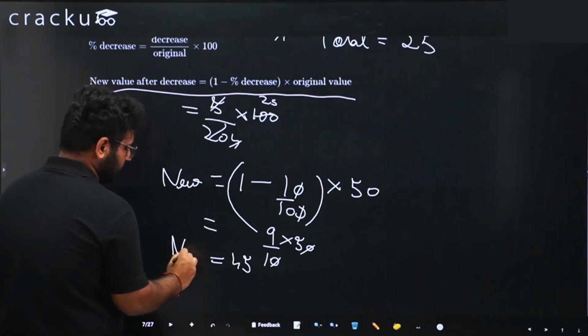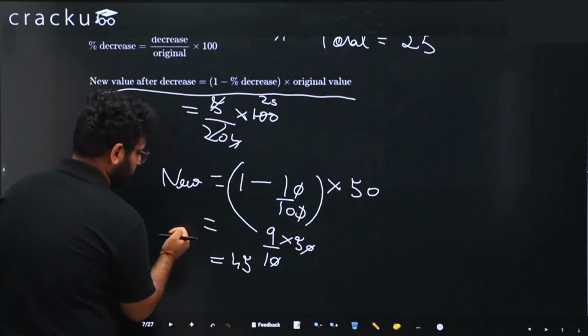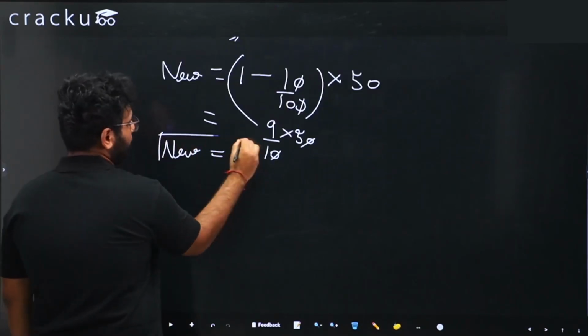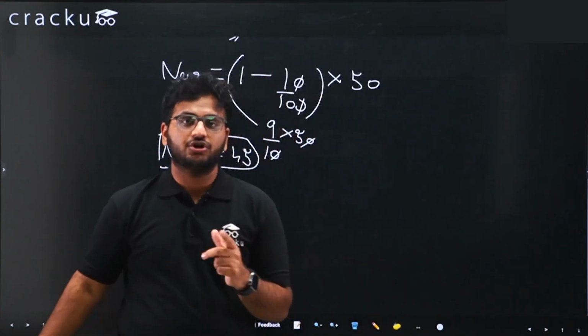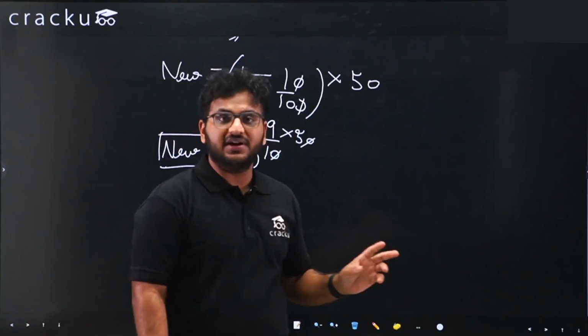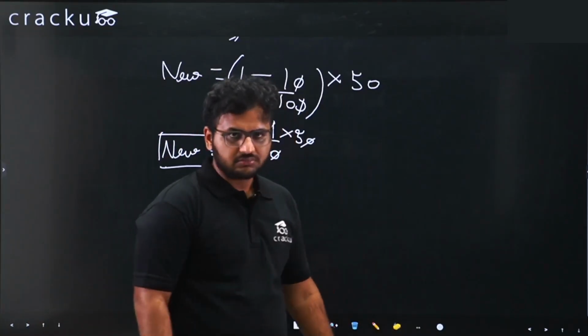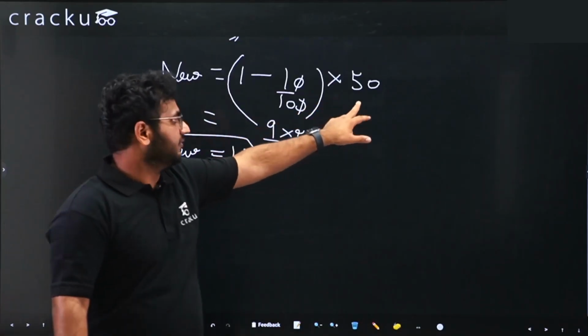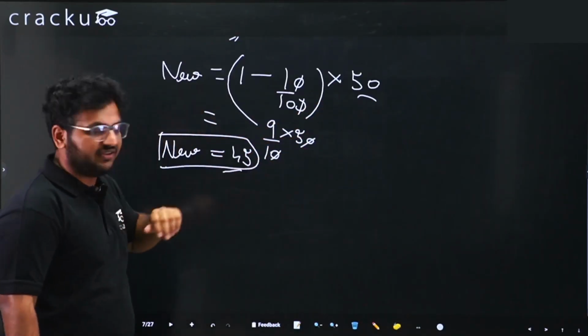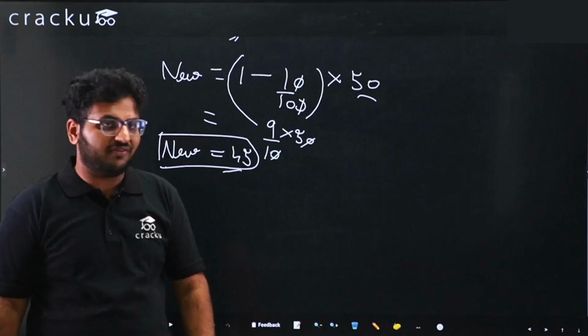New marks is equal to 45. We can re-verify also. How? Let's check whether the percentage is matching or not. So originally I was getting 50 marks. Now I am getting 45 marks. So the decrease is 5 marks.